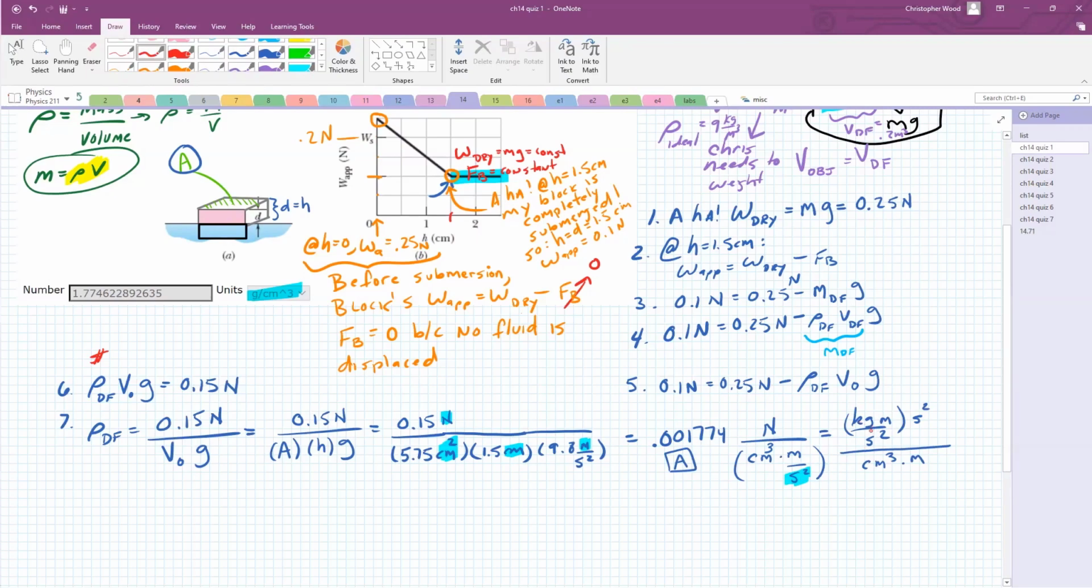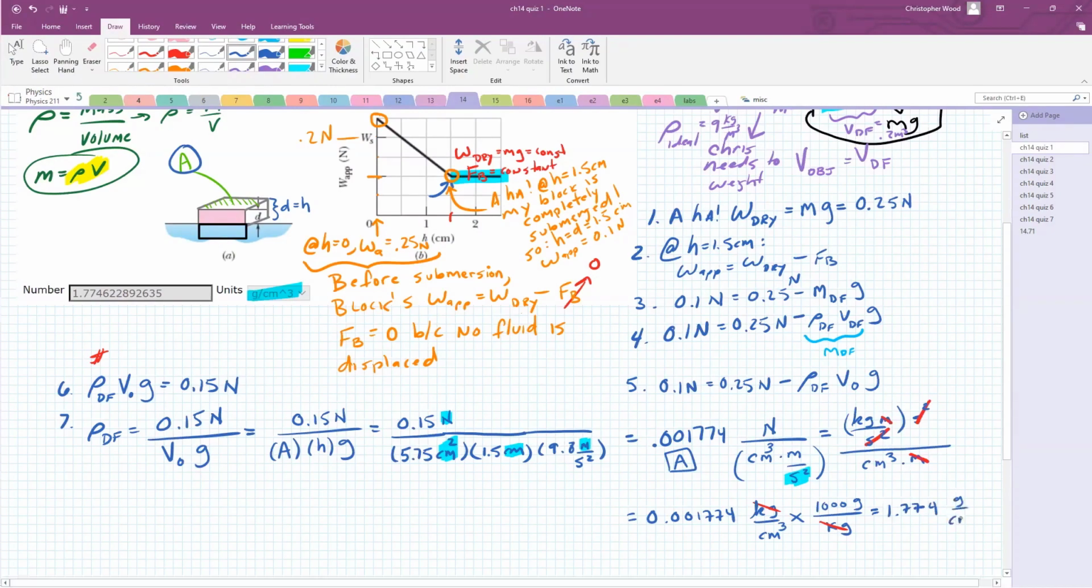So I have second squared, meters. Not bad at all. You know why? Because this answer that I cranked out, 0.001774, has units of kilograms in the numerator over cubic centimeters in the denominator. So now all I have to do is convert from kilograms to grams, 1,000 grams per kg. And that's the only conversion I really needed to do. And when I do that, this is the density of this mystery fluid. It's times 1,000, or 1.77 and some change. 1.774 grams per cubic centimeter.